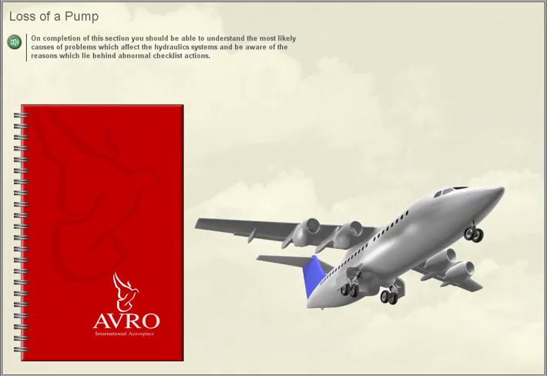Loss of a pump. On completion of this section, you should be able to understand the most likely causes of problems which affect the hydraulic systems, and be aware of the reasons which lie behind abnormal checklist actions.